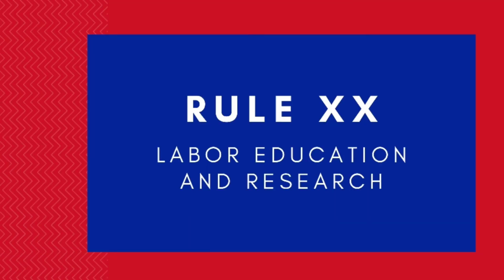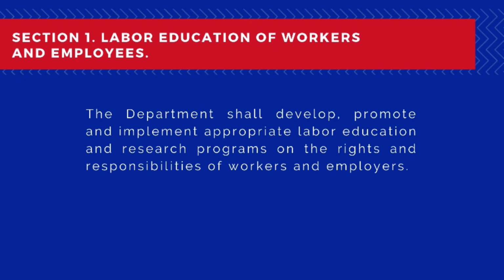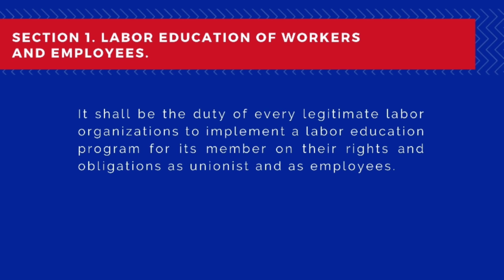Rule 20. Labor Education and Research. Section 1. Labor Education of Workers and Employees. The Department shall develop, promote, and implement appropriate labor education and research programs on the rights and responsibilities of workers and employers. It shall be the duty of every legitimate labor organization to implement a labor education program for its members, on their rights and obligations as unionists and as employees.